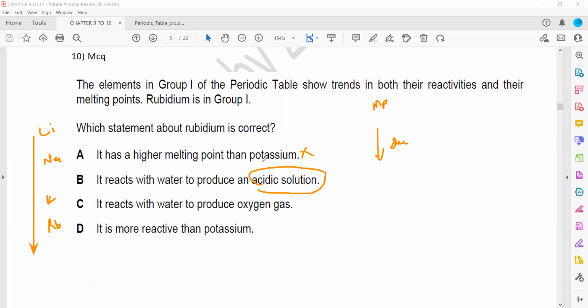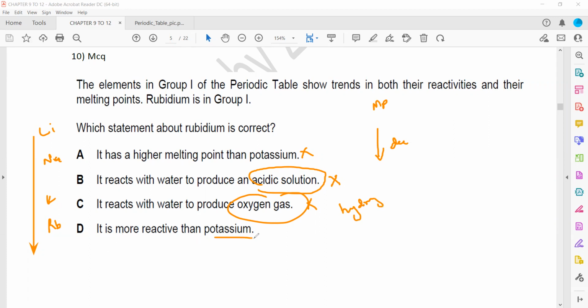That is totally wrong, because group 1 are known as alkali metals, and alkali metals do not form acidic solutions. It reacts with water to produce oxygen. That is also wrong. It does not produce oxygen gas. Alkali metals, when they react with water, give off hydrogen gas.